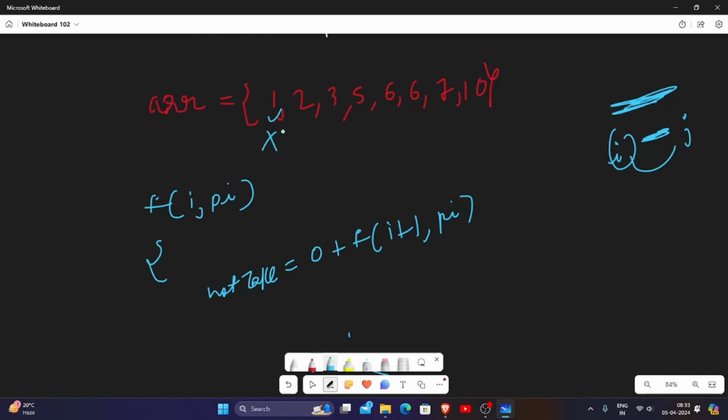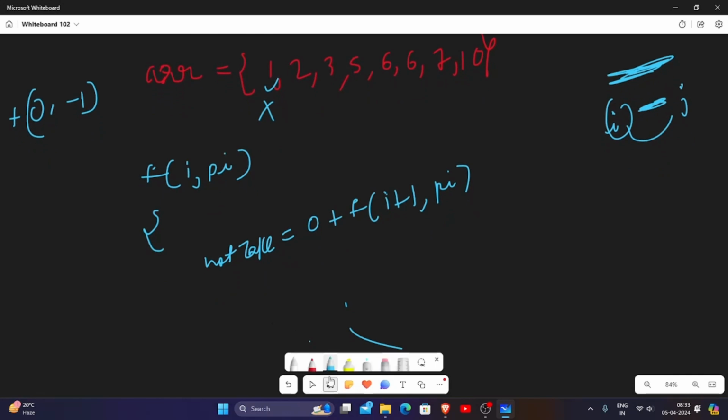Currently, when I am calling my function from 0 and minus 1, it means I have not considered any case. So for the take case, I would check: either I have not taken anything till now, that is my previous is minus 1, or the condition that we discussed, that firstly nums of i has to be greater than nums of prev, and then the difference condition.